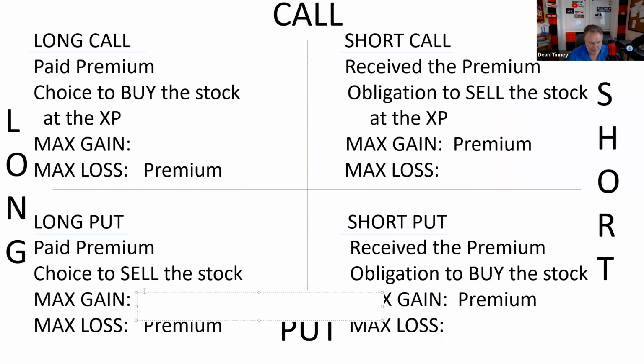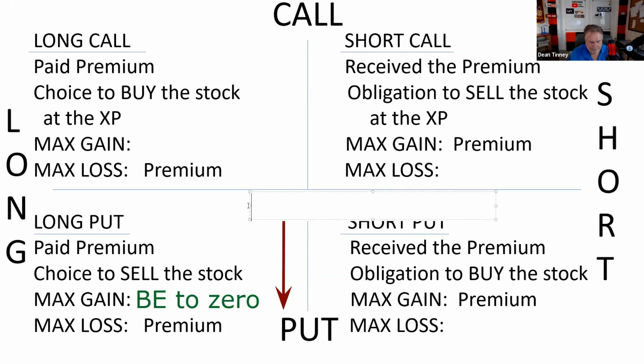Our max gain is when the stock goes from break even to 0, or break even or strike price less premium to 0, whatever floats your boat. A lot of ways to do that. We should be able to add our bearish arrow that we want this to go down. And we should be able to add our break even, which is strike price less premium. That is our break even. Let's put that in there. Let's change the color here, make it stand out a little better.